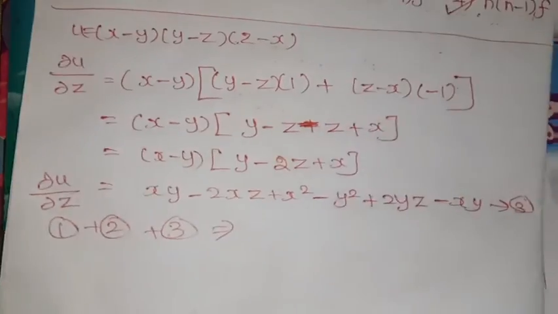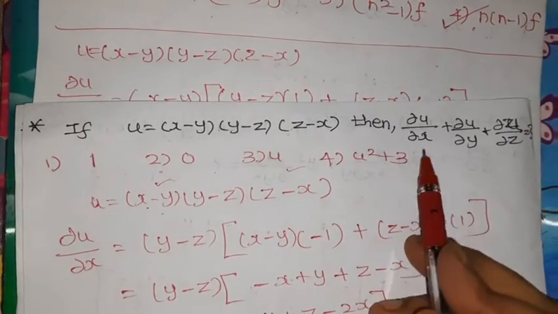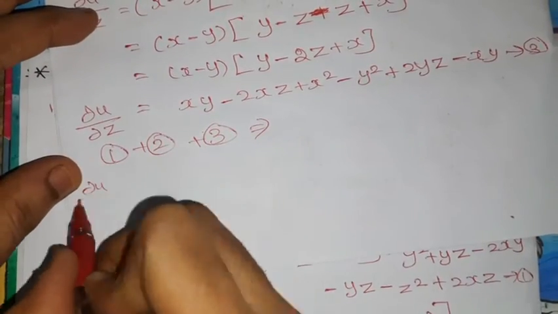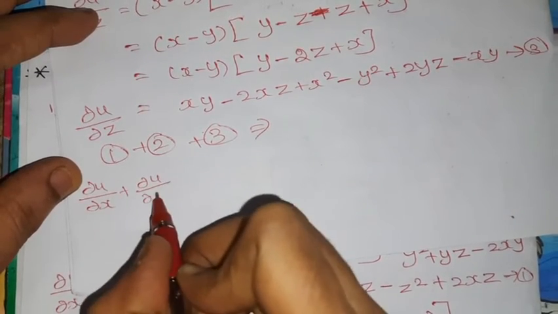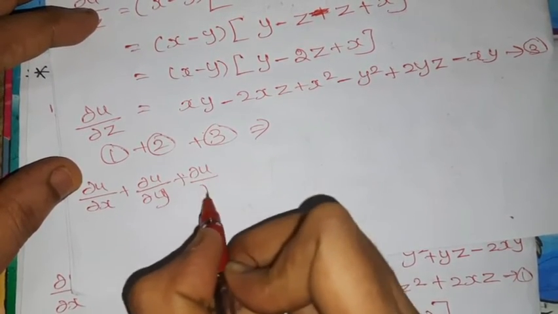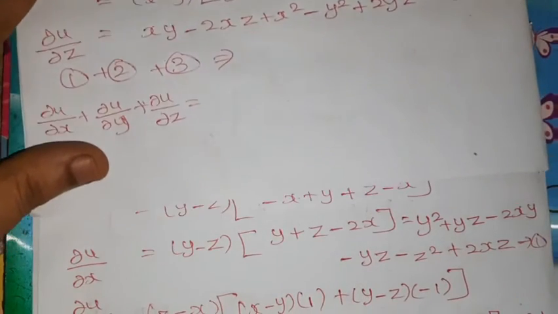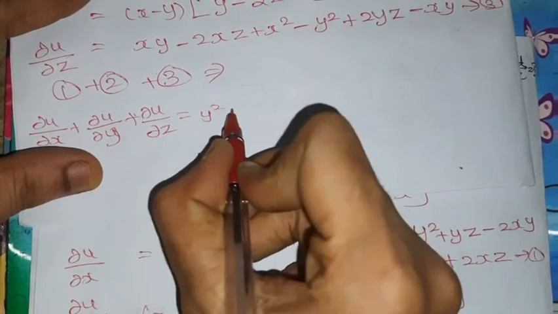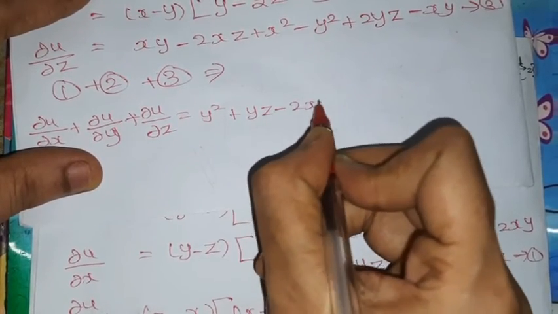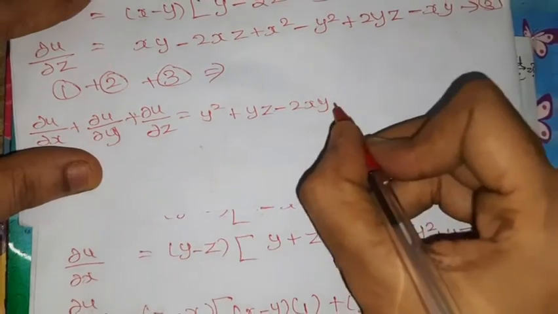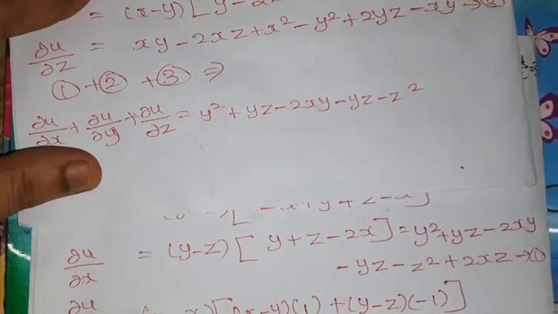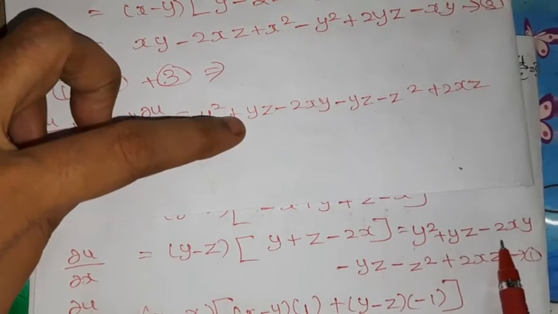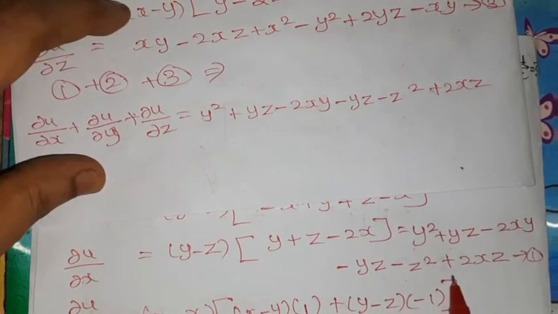Right? Because what is in the question? Dou u by dou x plus dou u by dou y plus dou u by dou z. So we will add dou u by dou x plus dou u by dou y plus dou u by dou z. So what is dou u by dou x? This one, equation 1. So I am just copying this: y square plus yz minus 2xy, this time minus yz minus z squared plus 2xz, right? I will check it again. y square plus yz minus 2xy minus yz minus z square plus 2xz.